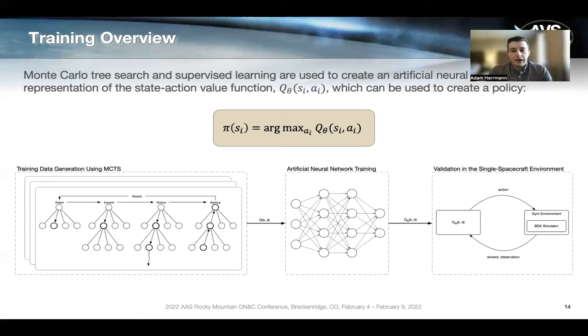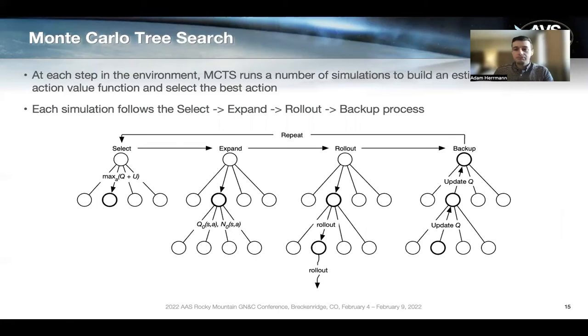So in the diagram below, you can see we generate data, so thousands of data points, regress over them with various ANN architectures, and then validate each of these ANN designs in the single spacecraft environment.